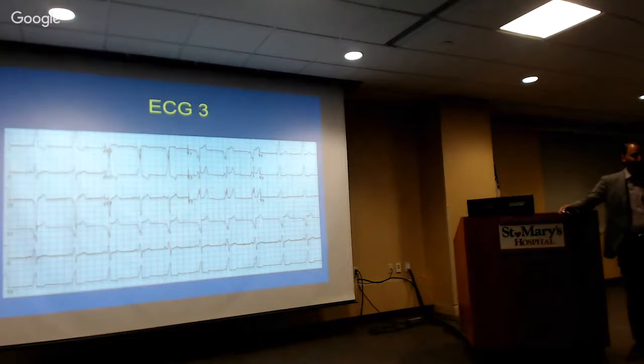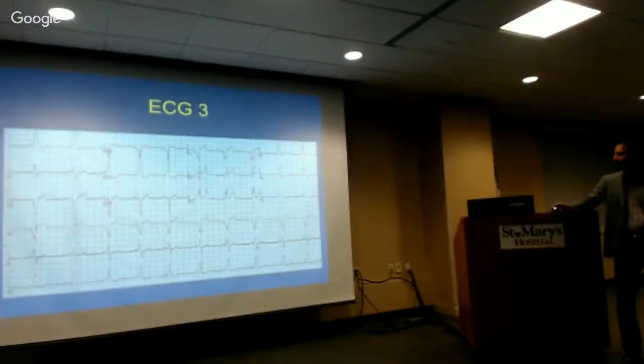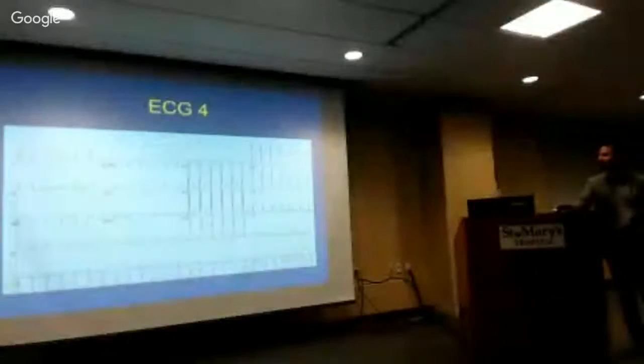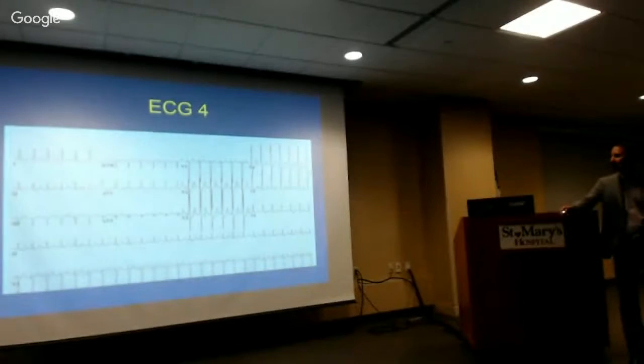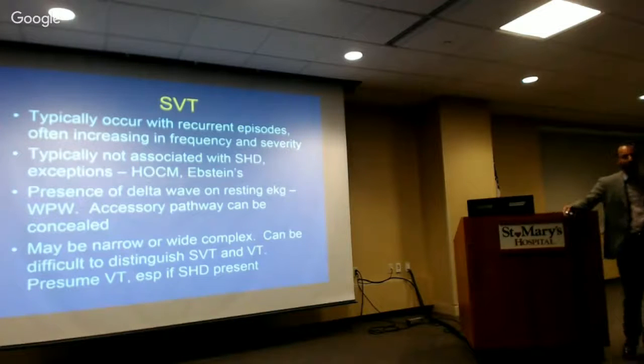This is a pattern you might see in the clinic as well. Short PR interval, slurred upstroke. This is WPW. Patients could also present with SVT with this. So supraventricular tachycardia typically occurs with patterns of recurring episodes increasing in frequency and severity, typically not associated with structural heart disease, except for rare exceptions like Ebstein's anomaly or hypertrophic cardiomyopathy. You may have narrow or wide complex SVT. It may be difficult to distinguish between SVT and VT when it is wide.